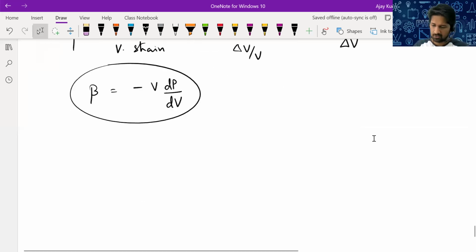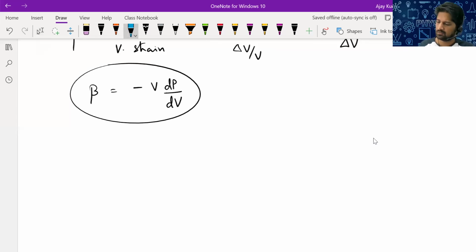Now, to be able to calculate this or express this in a convenient manner, you need to know how pressure varies with volume. In an adiabatic process, PV power gamma is equal to constant. From there, we should somehow get dP by dV. The only way is by differentiating this. Pressure is variable, V power gamma is also variable. Two variables are being multiplied, so you have to use the product rule to differentiate.